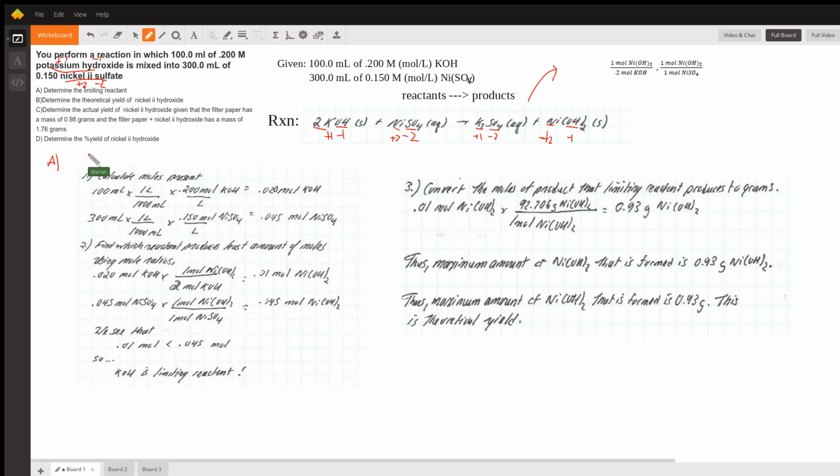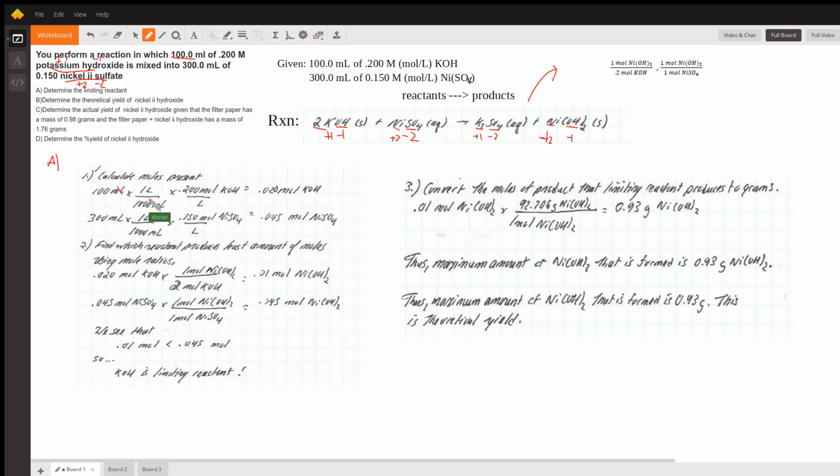So in part A, we're trying to find the limiting reactant. So what really is a limiting reactant? The limiting reactant is essentially a reactant that runs out first and limits the amount of product that can form. In this case, the product is nickel hydroxide, which is a precipitate within the aqueous solution of potassium sulfate. So from the reaction, we have 100 milliliters of potassium hydroxide that's already given a concentration.